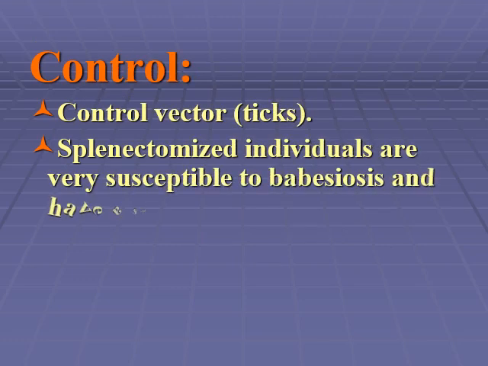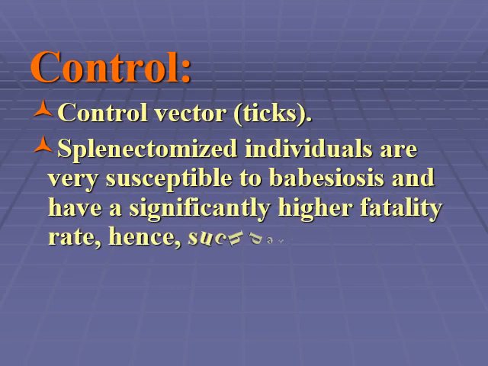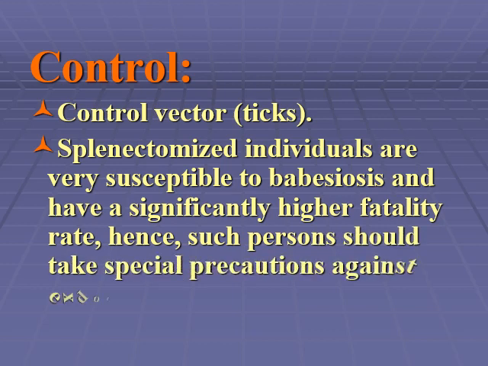Control measure of babesiosis is by controlling vector ticks. Also, splenectomized individuals are very susceptible to babesiosis and have a significantly higher fatality rate. Hence, such persons should take special precautions against exposure.